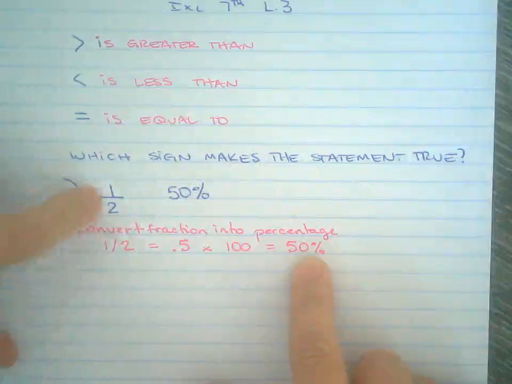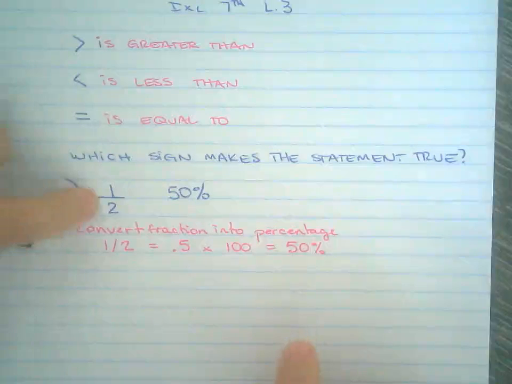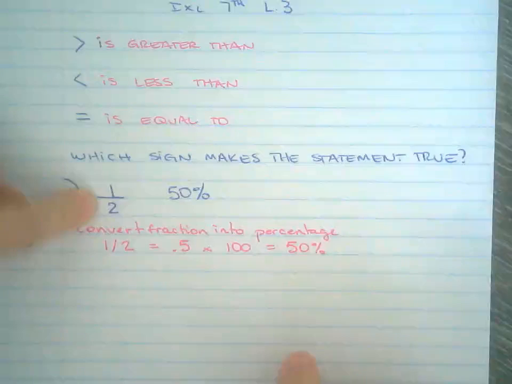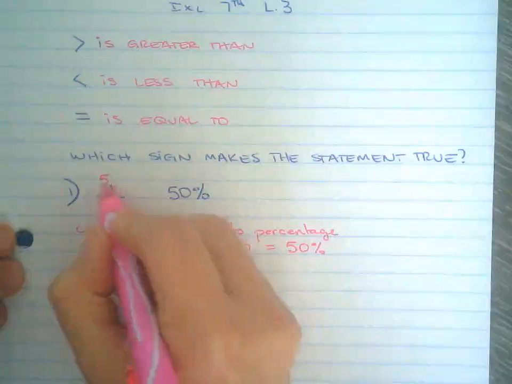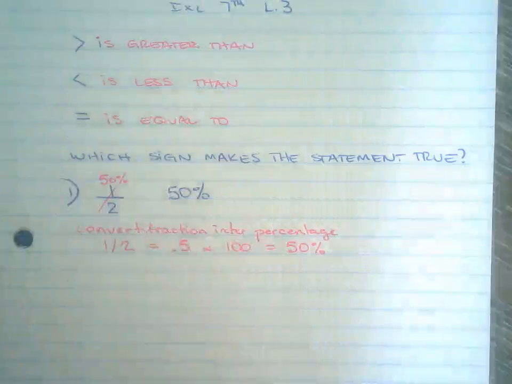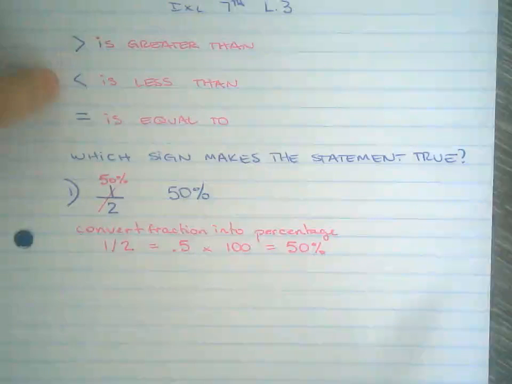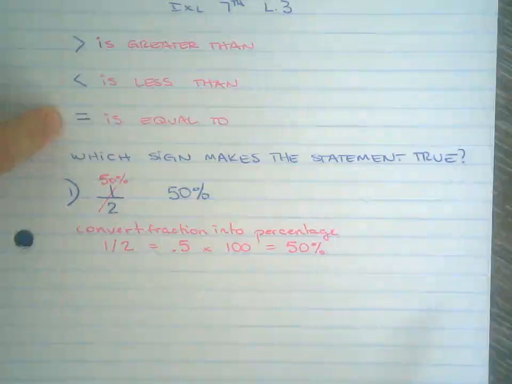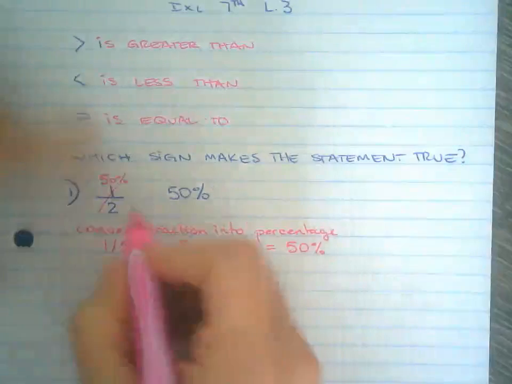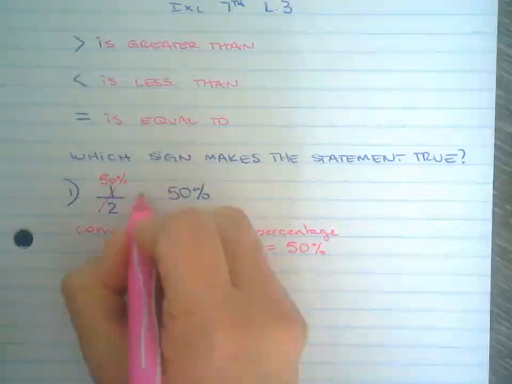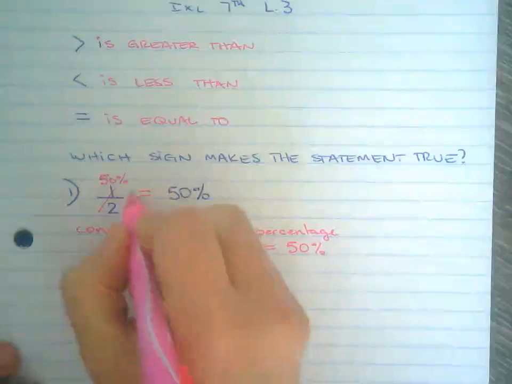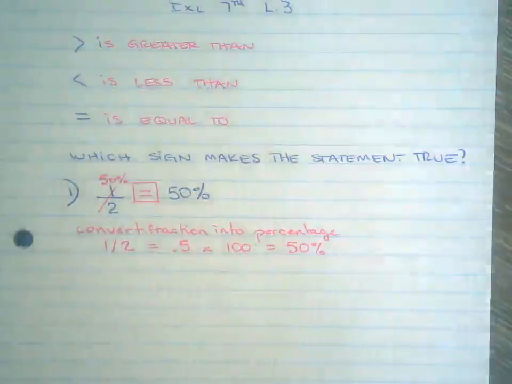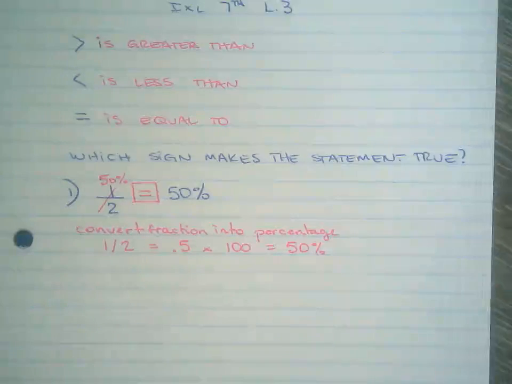So now I can compare this guy with this guy. Since I know 1 over 2 is the same thing as 50%, which one of these three signs would make more sense to put in there? 50% is equal to 50%. That's all we're doing. So we're choosing the sign that makes the statement true. Another one.